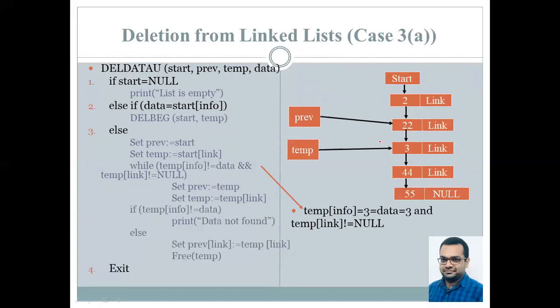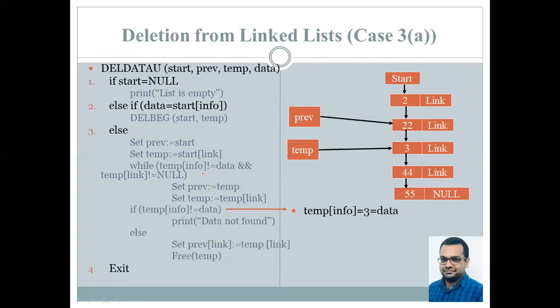So now again we check if temp's info is not equal to the data and temp's link is not equal to the null. Over here, the second condition is true. However, the first condition is false because temp's info is equal to the data. So this being a logical AND between the two conditions, it causes the exiting of the while loop.